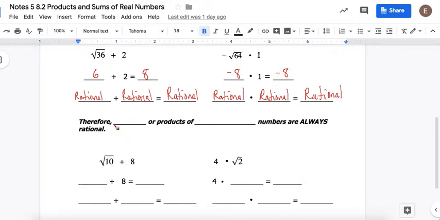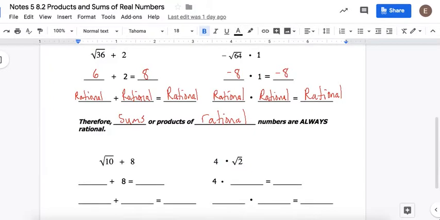So let's recap it down here. Therefore, sums or products of rational numbers are always rational.